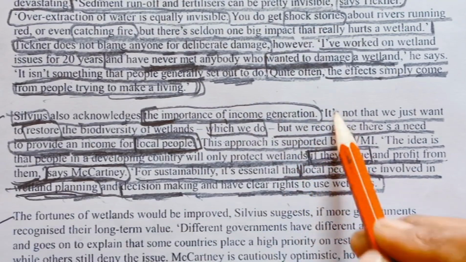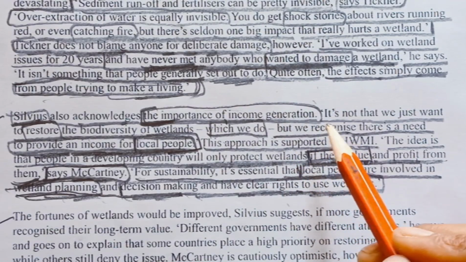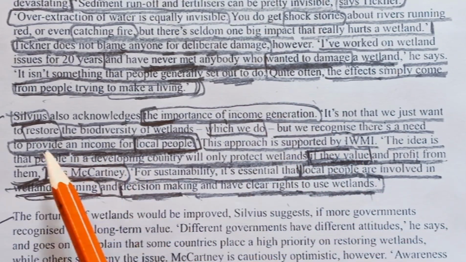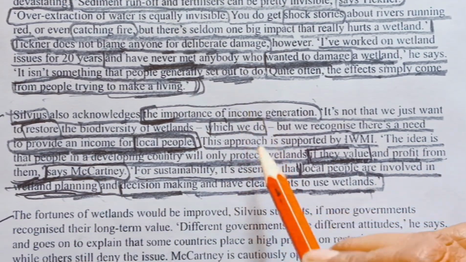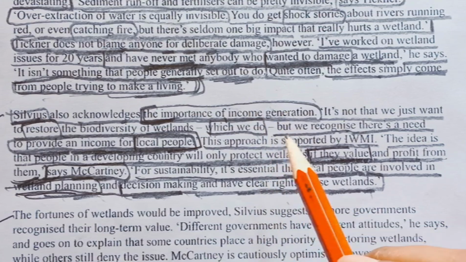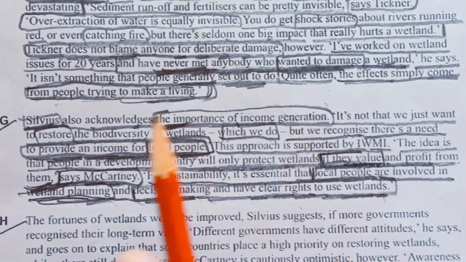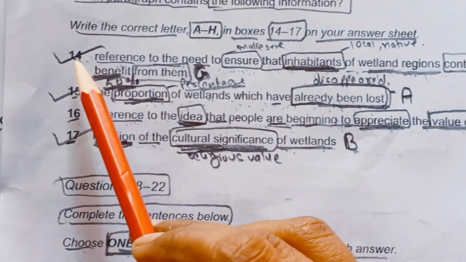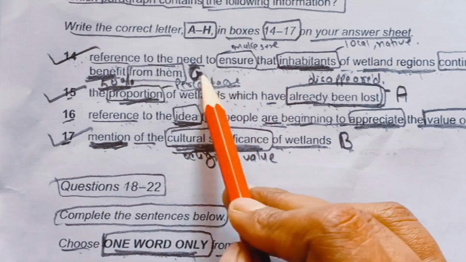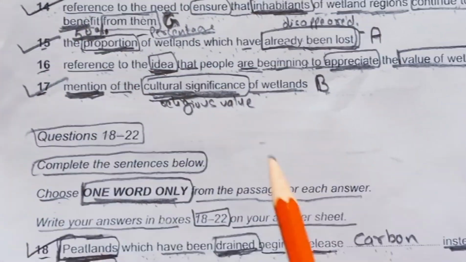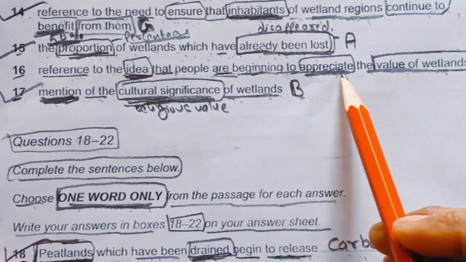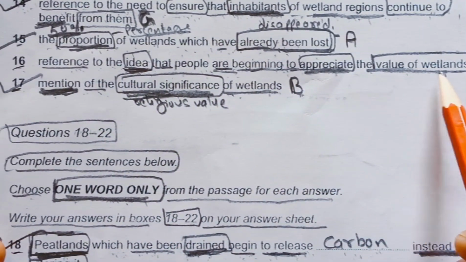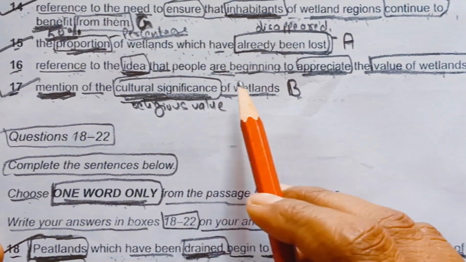In this whole paragraph they are talking about the profit, the income, the value. We are getting these things from paragraph G, so that's why we have written G in front of 14 in our answer sheet. And here they are asking for the reference to the idea that people are beginning to appreciate the value of wetlands. This type of thing we have not seen till now.